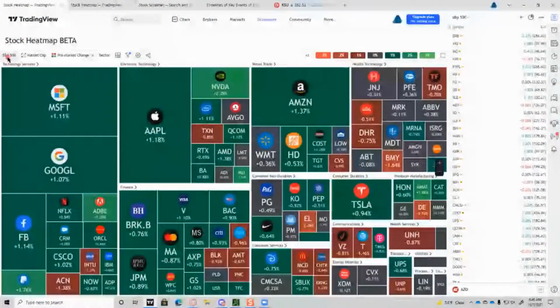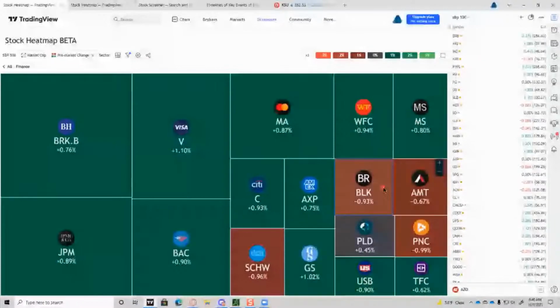S&P 500 filtered to 100 names, set to pre-market change. You can see it's lit up really well in the green, but we do have some very big names that are down near 1%. Charles Schwab, BlackRock. Oh, you mean those financial names? Yeah, those. That's a trading firm.